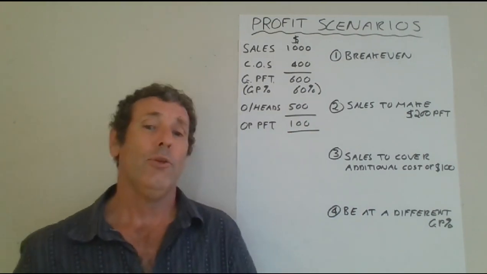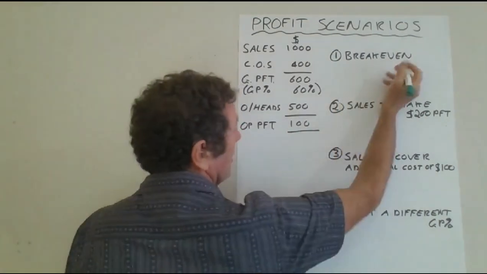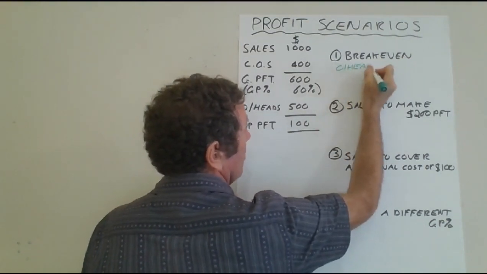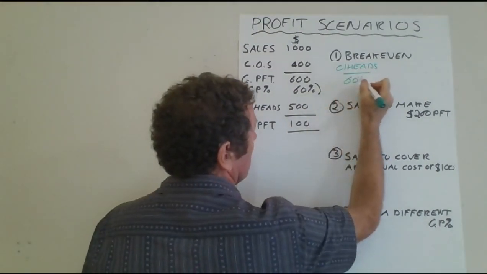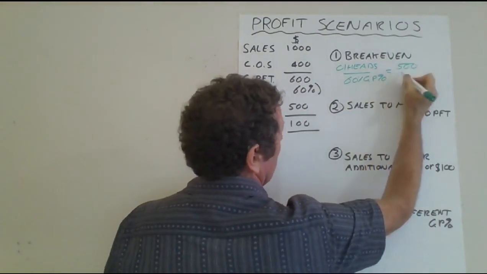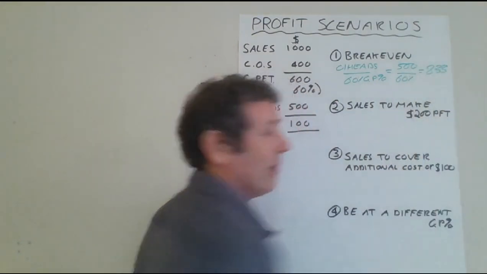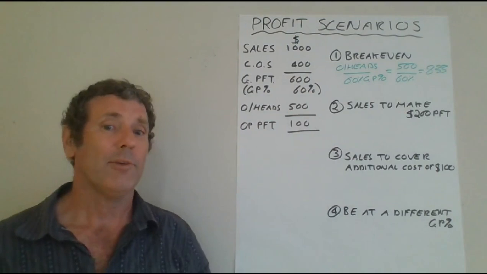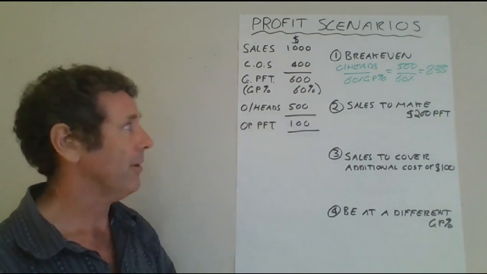So the first thing that we need to do is use those numbers to calculate your break-even point, which is fairly straightforward, because your break-even point is your overheads, and I'm just using a different colour pen here so we don't make it too busy, divided by 60%, which of course is your GP percentage, which is equal to 500 divided by 60%, which is equal to $833. So that's a starting point for the other three scenarios. We've now established the break-even point for your business, assuming this cost and revenue structure.